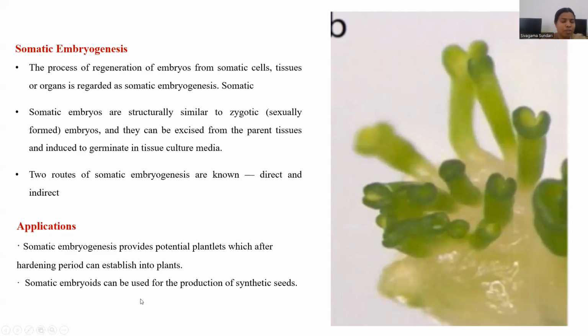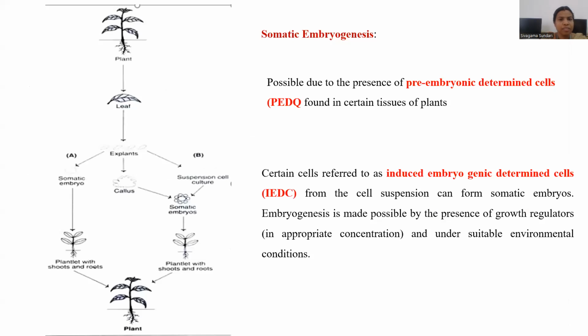Somatic embryos can be used for the production of synthetic seed, that is the sodium alginate gel entrapment method. We use it to cover the embryo because it is a naked embryo. There is no seed coat because it is from a somatic cell. So you can trap it and save it as a seed for future use. So these are the types of somatic embryogenesis.